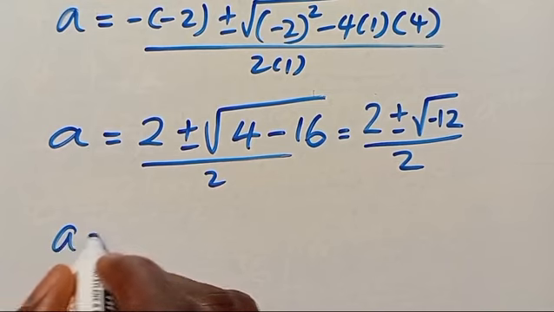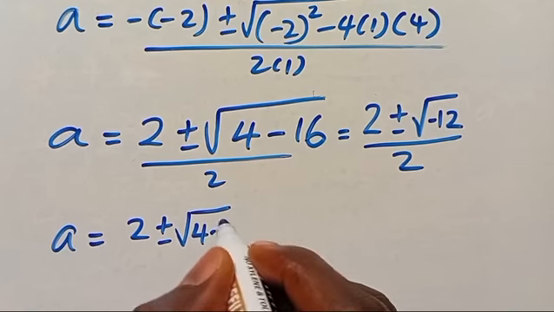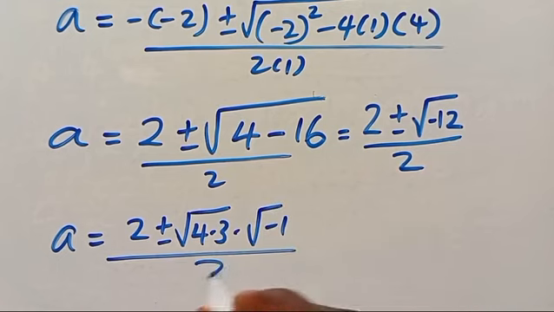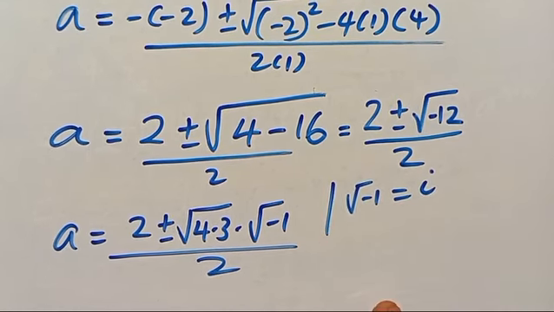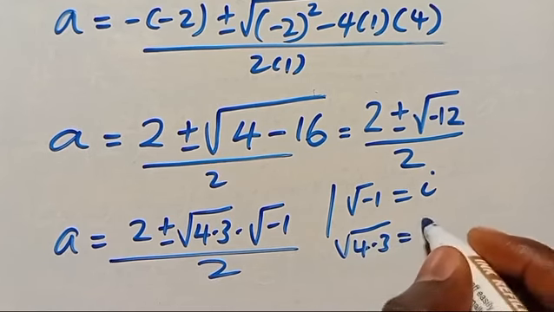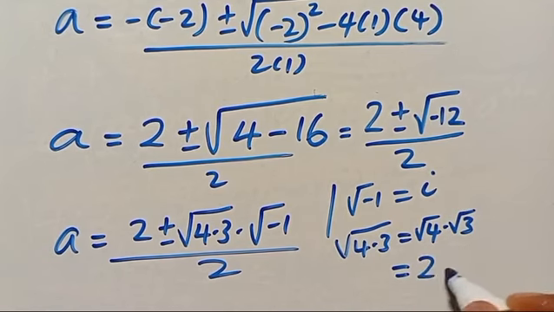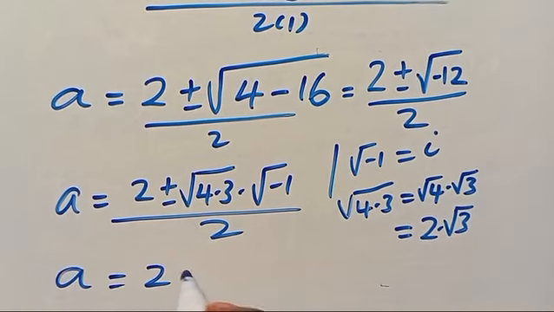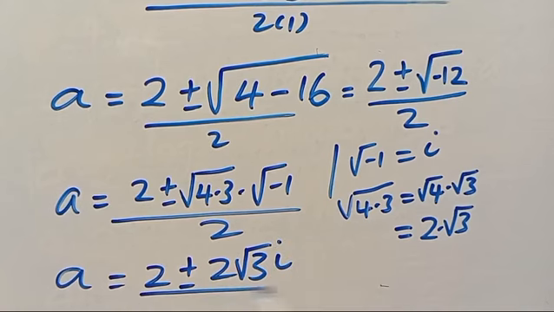So we have a equals 2, positive or negative, root of 4 times 3. 4 times 3 will give us 12, multiplied by root of minus 1, all divided by 2. But root of minus 1 equals i in a complex number. Then root of 4 times 3 equals root 4 multiplied by root 3, and root 4 will give us 2, multiplied by root 3. So from here we have a equals 2, positive or negative, 2 root 3i, then all divided by 2.